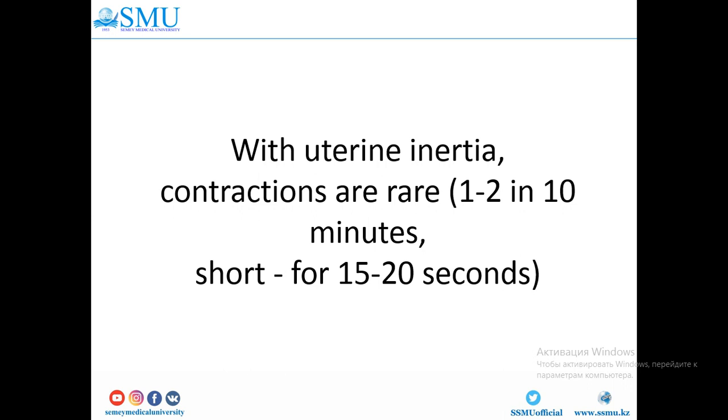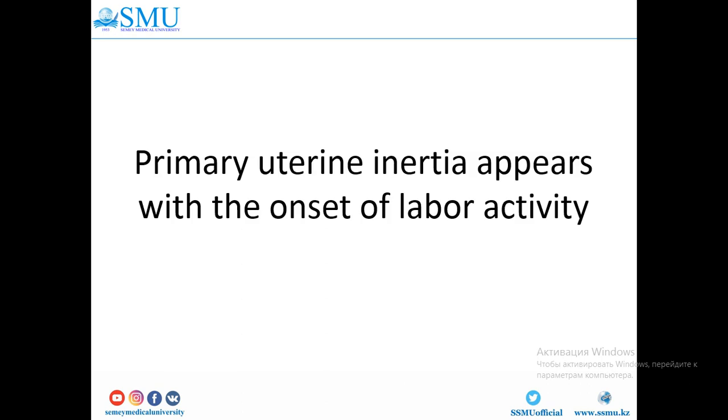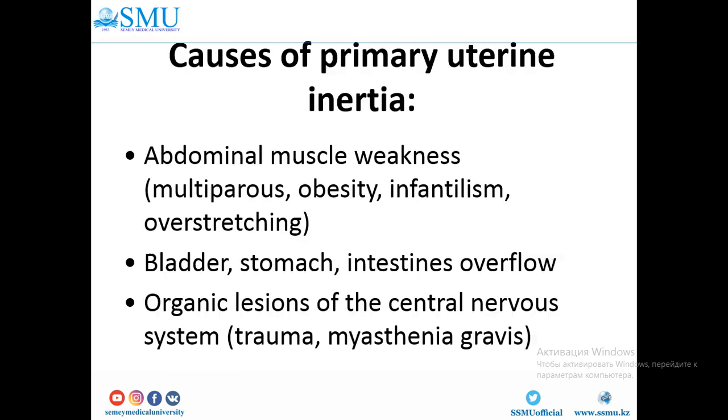With uterine inertia, contractions are rare, 1 to 2 in 10 minutes, short, 15-20 seconds. Primary uterine inertia appears with the onset of labor activity. Causes of primary uterine inertia: abdominal muscle weakness, multiparous, obesity, infantilism, overstretching, bladder overflow, organic lesions of the central nervous system, trauma, myasthenia gravis.